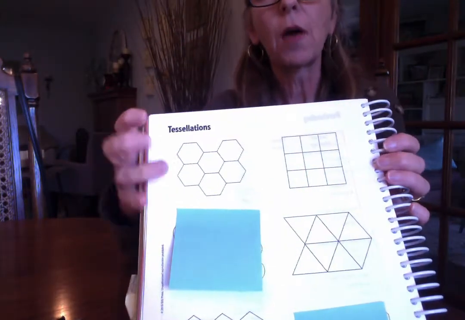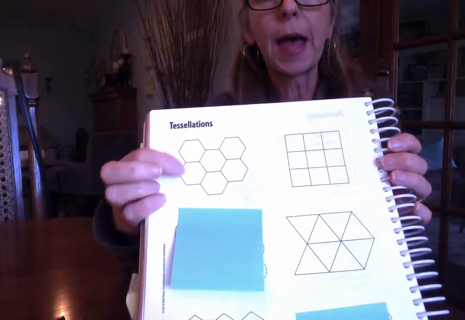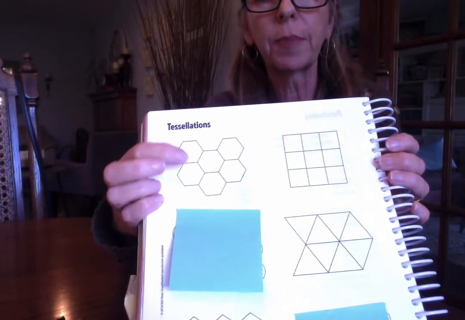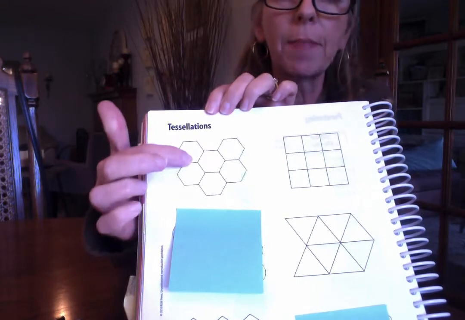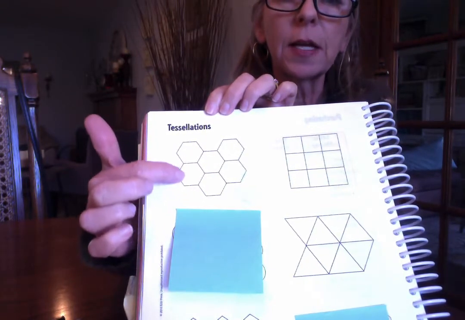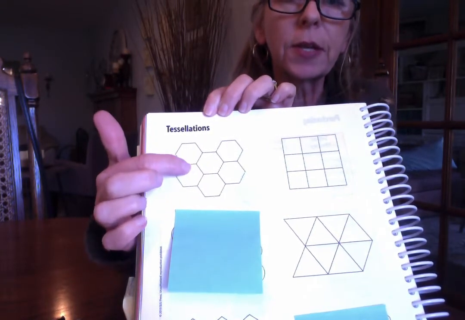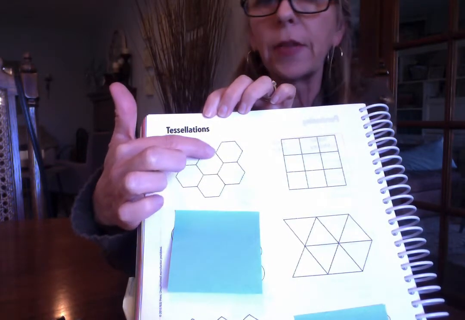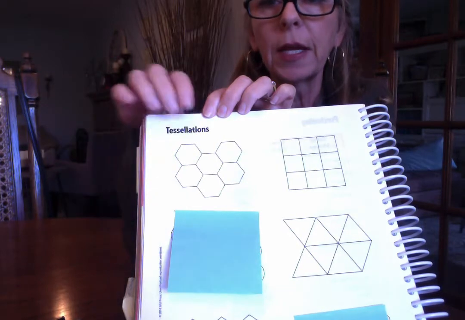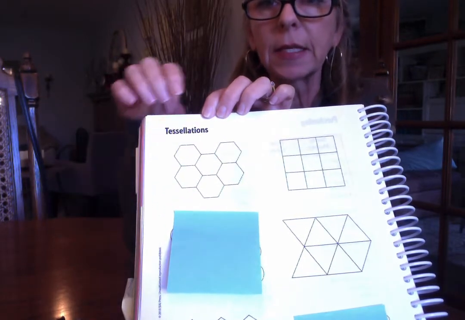All right, so here is a pattern of, do you know what kind of polygon those are? Those are hexagons, so it's making a pattern of hexagons, and they're not overlapping each other, and there's no gap. You could see that we could easily fit another hexagon right here, okay? So hexagons can make a tessellation.